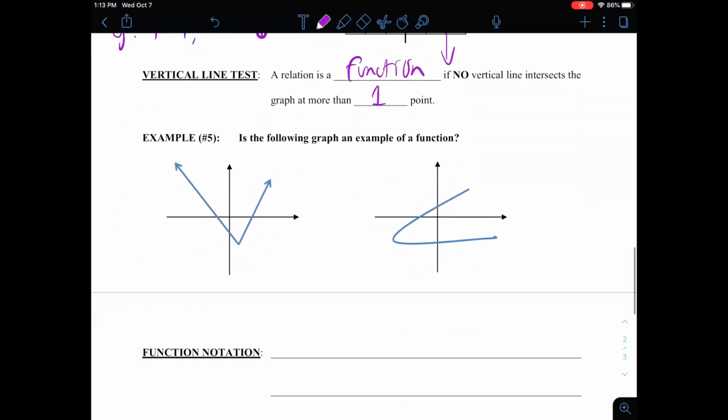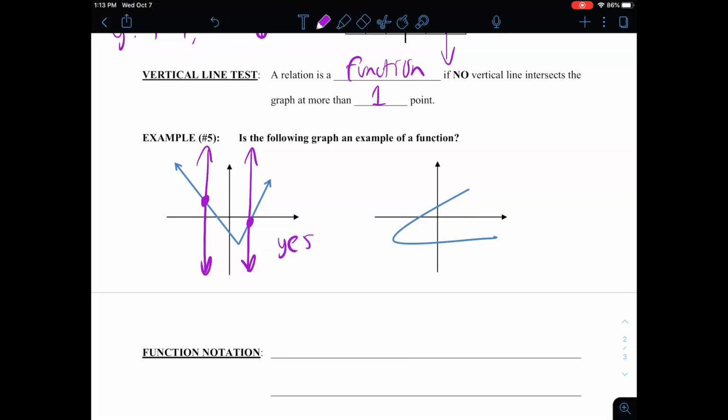All right, example 5. Which of these is a function, which of them is not, left or right? Well, let's draw some vertical lines here just for funsies. There's 1. There's 2. See how this crosses once, this one crosses once. This one's going to be yes, because it only crosses once on that graph. If you draw it horizontally, it's going to cross more than once, but it's not a horizontal line test. It's only a vertical line test, so horizontal doesn't matter.